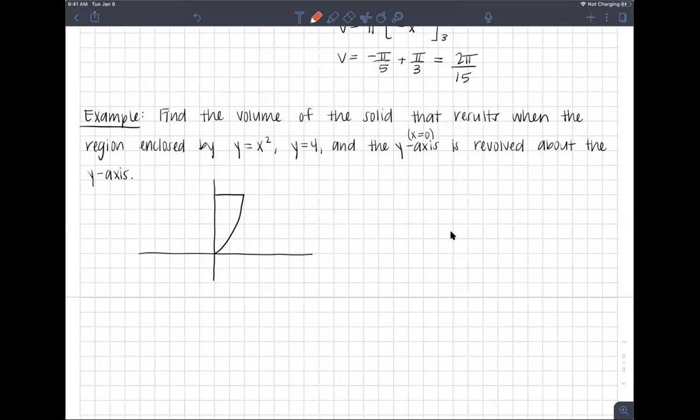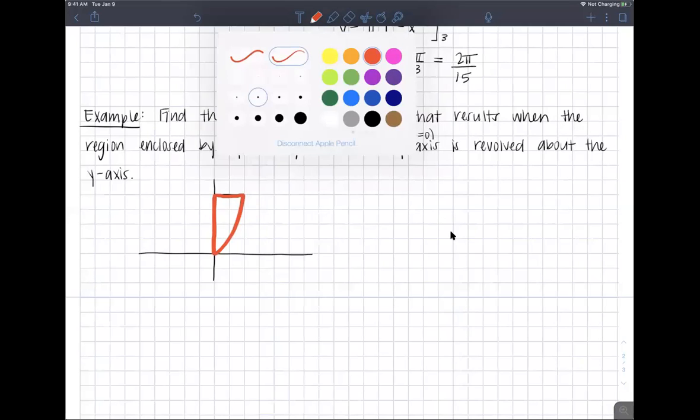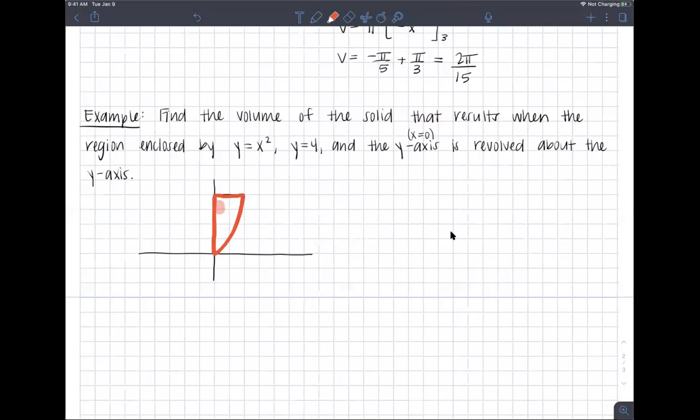So let me make it a little bit more obvious. And so now what we're going to do is we're going to take that and revolve it about the y-axis. And so from a 2D perspective, that's just going to look like this. Try not to make it look so triangular. There we go. Right, so there is the solid from a 2D perspective.